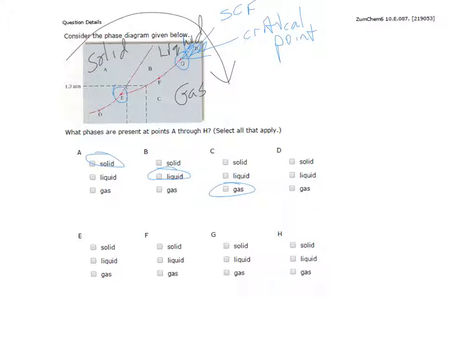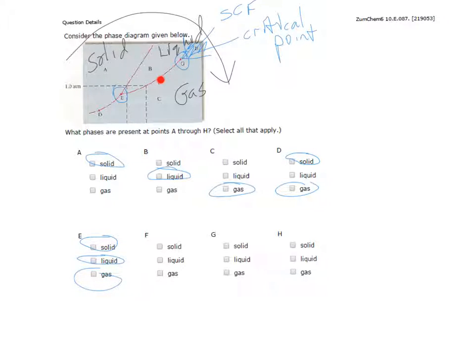At point D, we're at the border between solid and gas. That is, some of the substance is subliming, going from the solid state directly to the gaseous state, and some of it is depositing right from the gaseous state to the solid. So we see both solid and gas at point D. At point E, as I mentioned before, that's the triple point, where all three commonly found states of matter are at an equilibrium. And so at that point, we see solids, liquids, and gases.